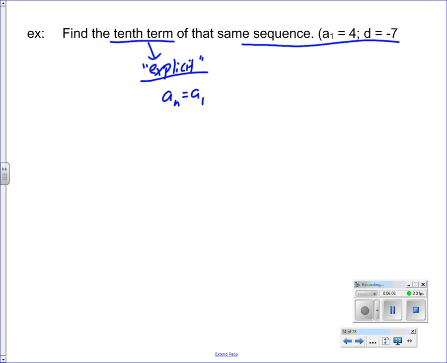Start with the first term, we add the common difference n minus 1 times. So here to find the 10th term, we're going to start with our first term 4, and we're going to add that common difference of negative 7 9 times. So that'd be 4 plus negative 63, which gives us negative 59.